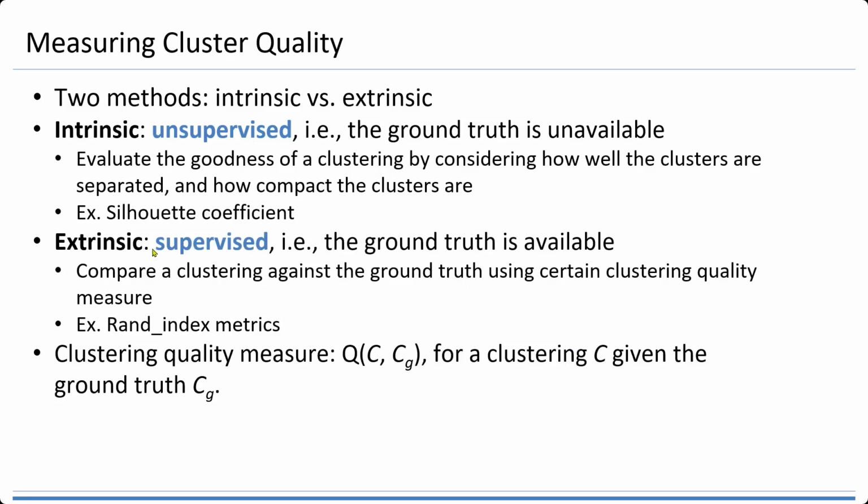When we measure the cluster's quality, there will be two kinds of methods. The first is intrinsic, and the other is extrinsic. The intrinsic method means it is really unsupervised. What is unsupervised? Because this is the PG2 workshop, there is no label data, so the ground truth is unavailable. There is no actual label.